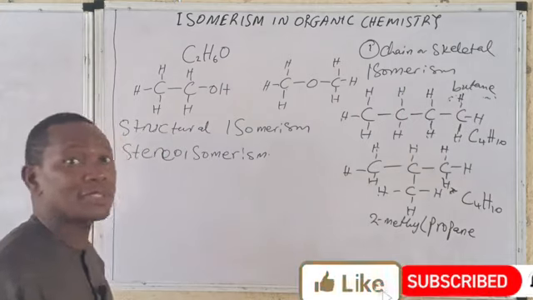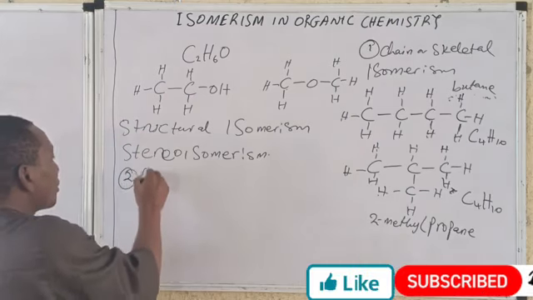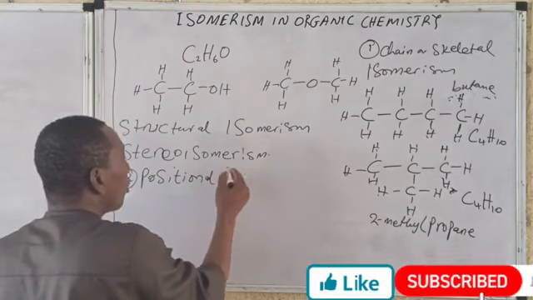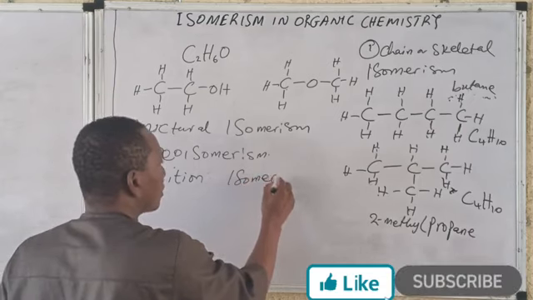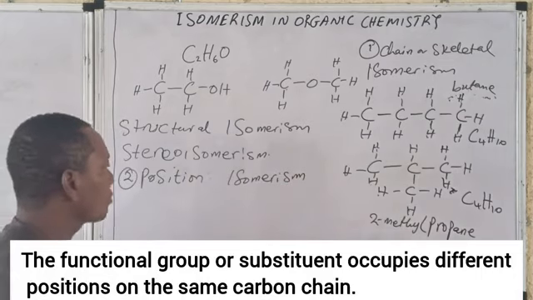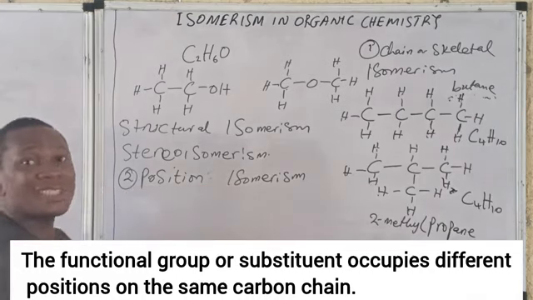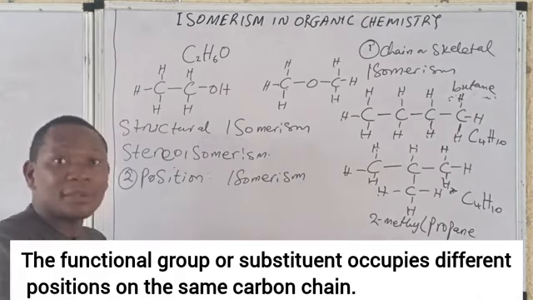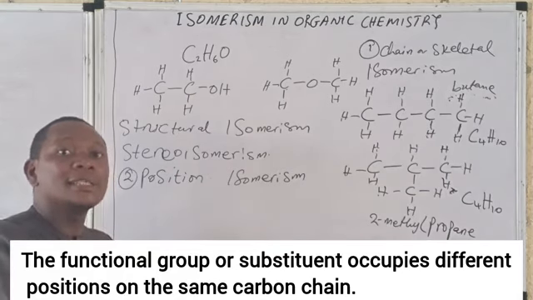Another form of isomerism that we have, this is number one, number two is positional isomerism. An example of positional isomerism is this. When you talk about positional isomerism, it simply refers to a situation whereby the change is actually in the position of either the functional group or the constituent.